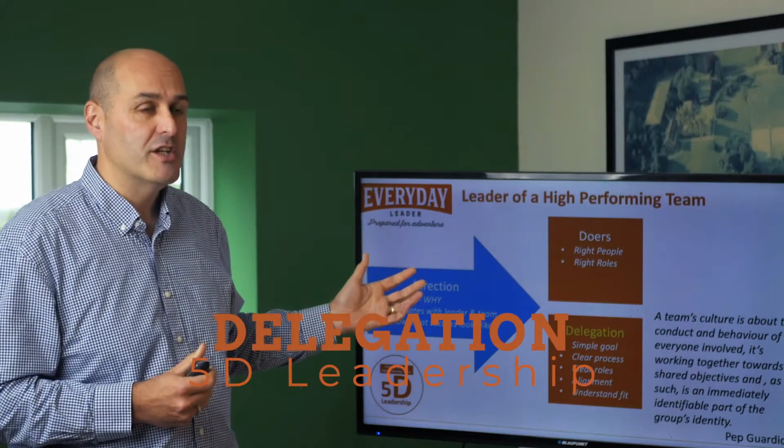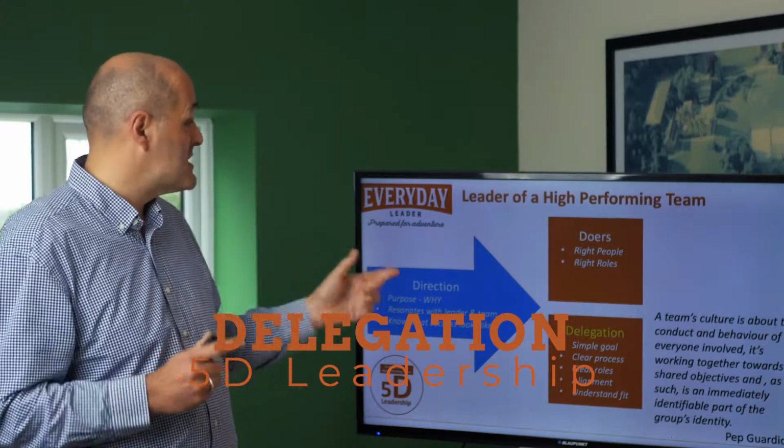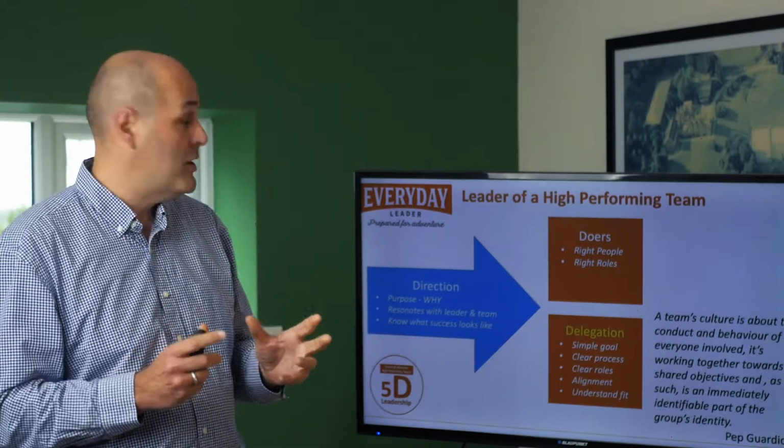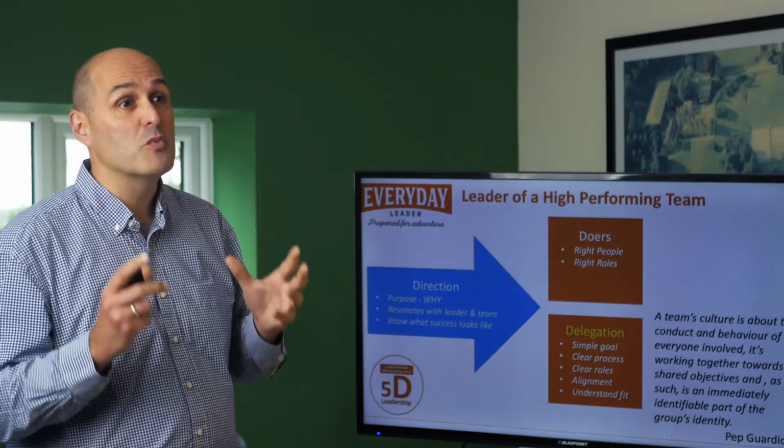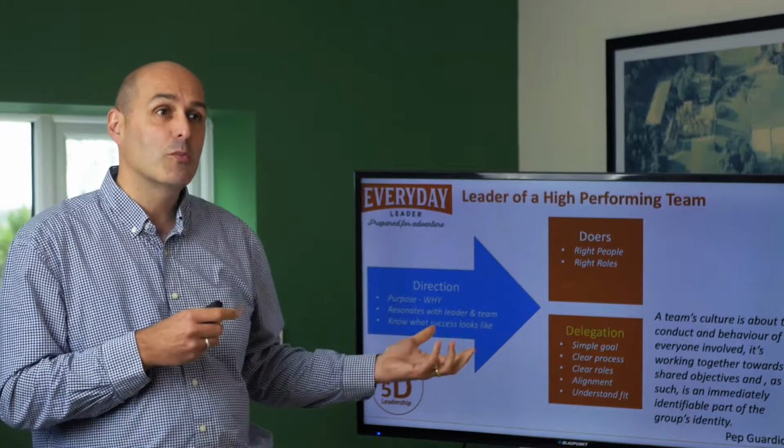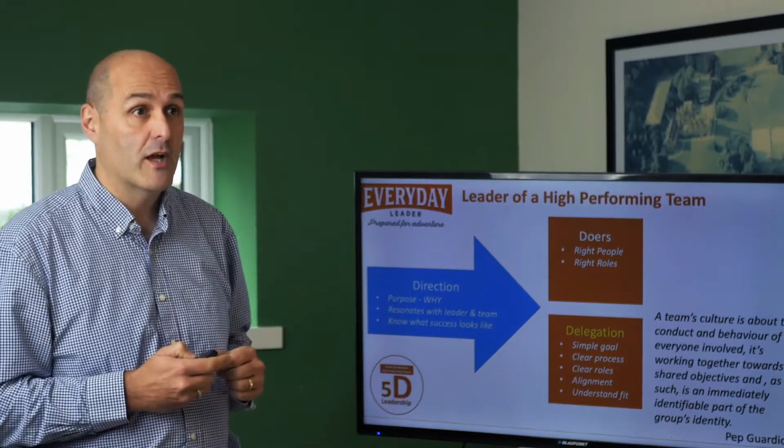So if you remember, we're looking at 5D leadership. We've got direction is number 1, having the right doers on your team is number 2, and the third one is around delegation. As the leader of your team, you need to make sure you've got a simple goal that everybody knows, but also that each individual knows what their role is within it. That there are really clear processes, that people know what their job is, but also know how their job fits alongside other people's job. In other words, if I do my job well, what I need to be doing to help this person here, so that they can do their job well too. It's about making sure people have alignment and understand the fit that goes with it.